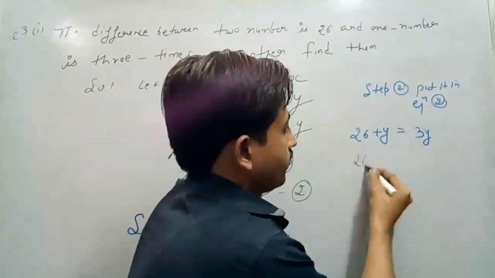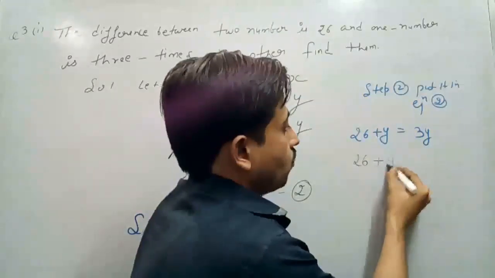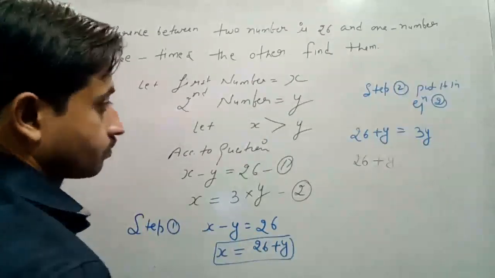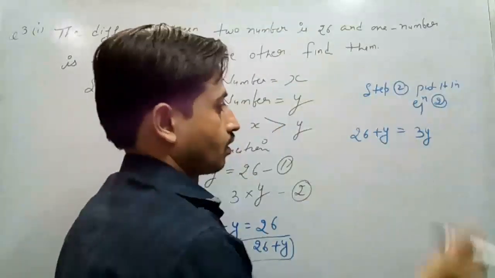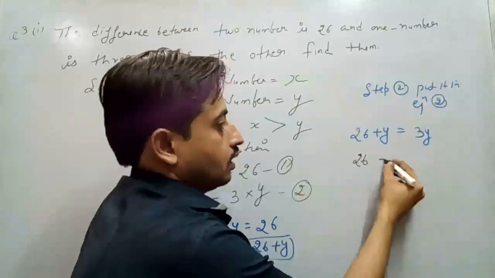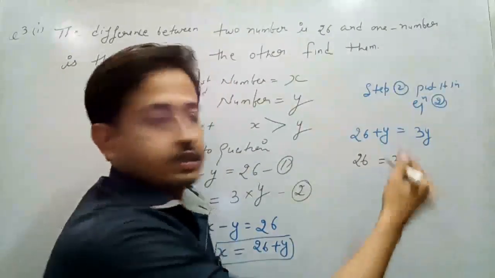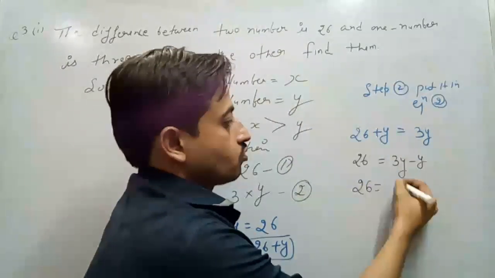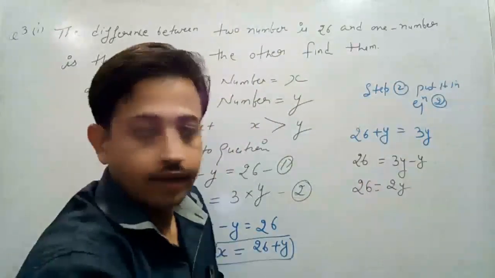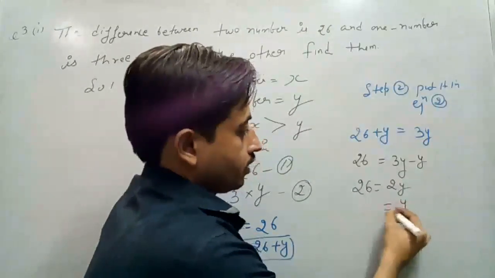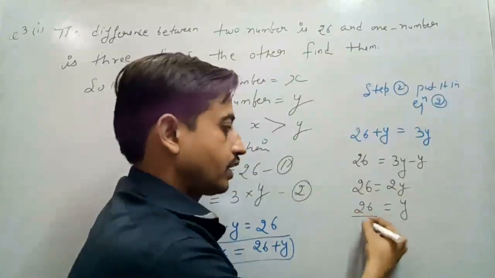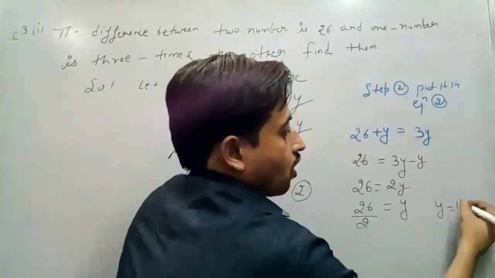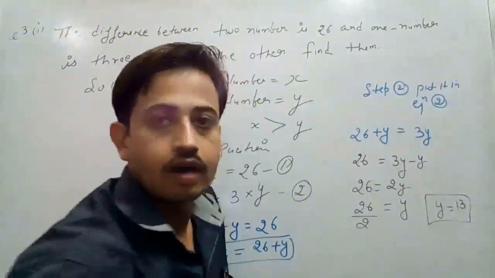So this becomes 26 is equal to 3y minus y, which is equal to 2y. Now what is the value of y? 26, we have to take it over the denominator, it becomes 13. So we get y is equal to 13.